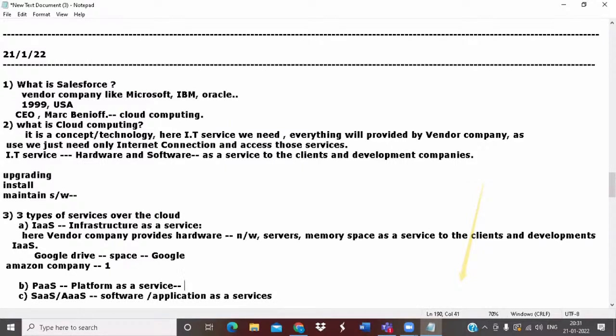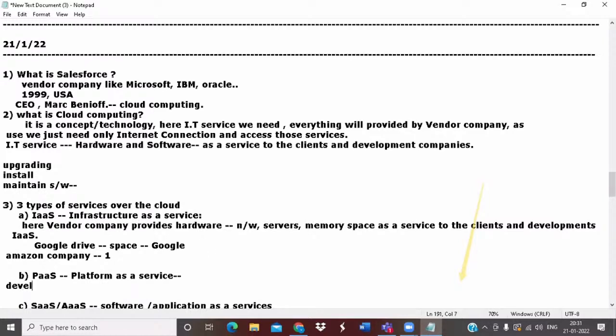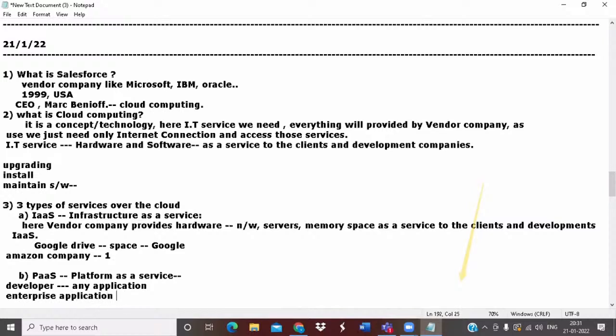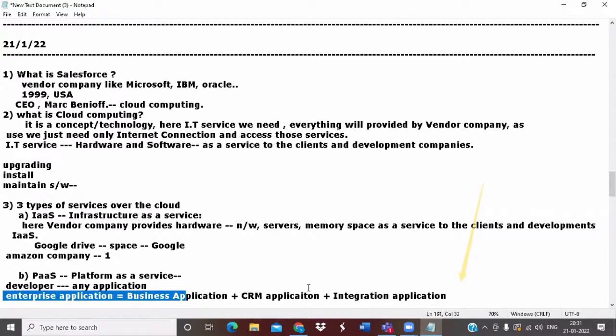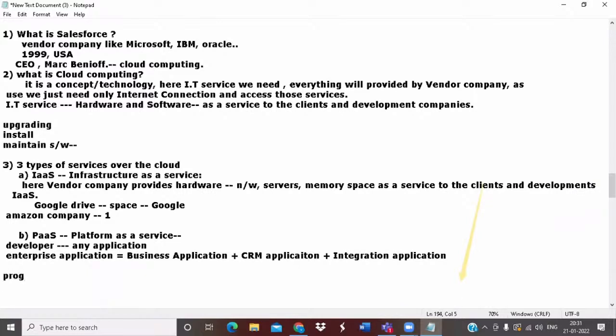Platform as a service. What is the meaning of a platform here? As a developer, if you want to develop any application, whether it's a bigger application or a smaller application, take the example of an enterprise application. An enterprise application is a combination of 3 different applications: a business application, plus a CRM application, and also an integration application. The combination of all 3 applications we call an enterprise application. If you want to develop an enterprise application as a developer, you need minimum 3 things. You need some programming language, you need some database, and also you need some operating system. Without having these 3, it is not possible to develop any application for any client.